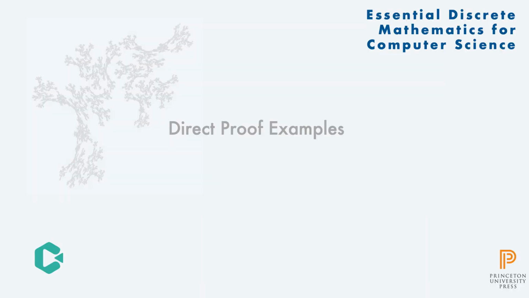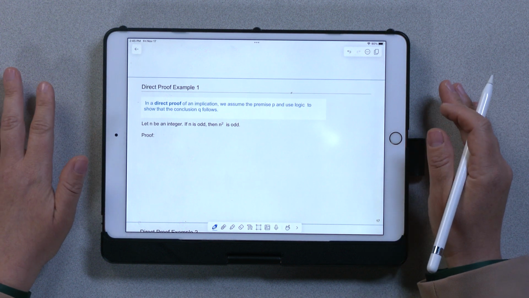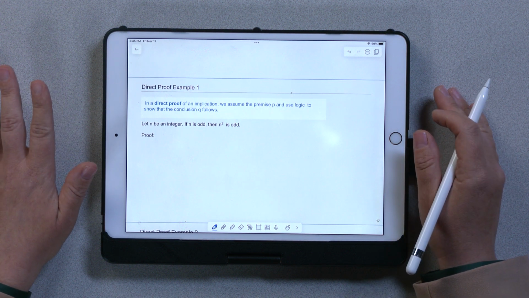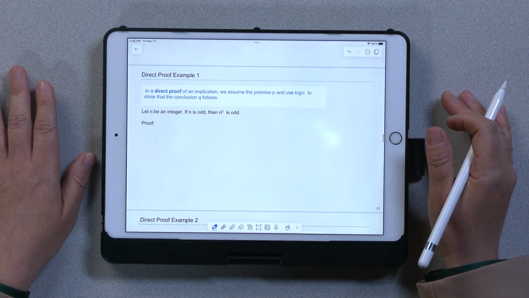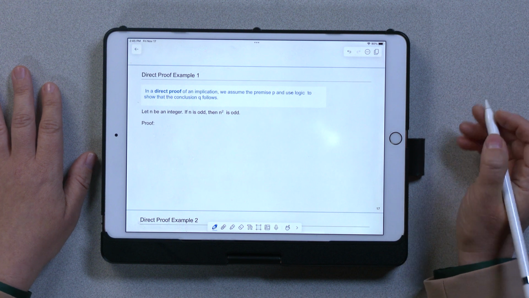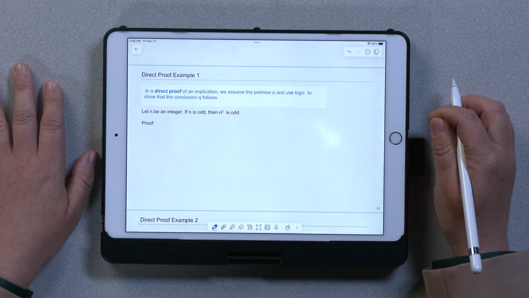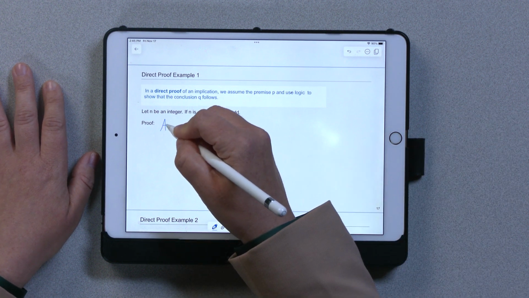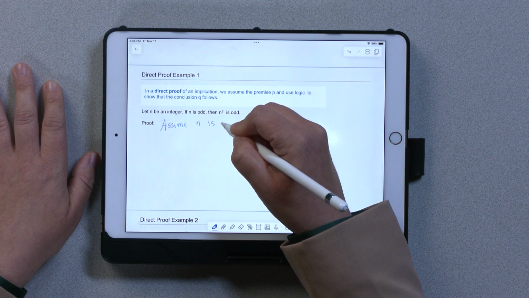Let's look at some examples of direct proofs. In a direct proof of an implication, we're going to assume the premise and use logic to show that the conclusion follows. So in our first example, we'll prove the following claim. Let n be an integer. If n is odd, then n squared is odd. So we begin by assuming the premise. And in this implication, our premise, P, is n is odd. So we will assume n is odd.